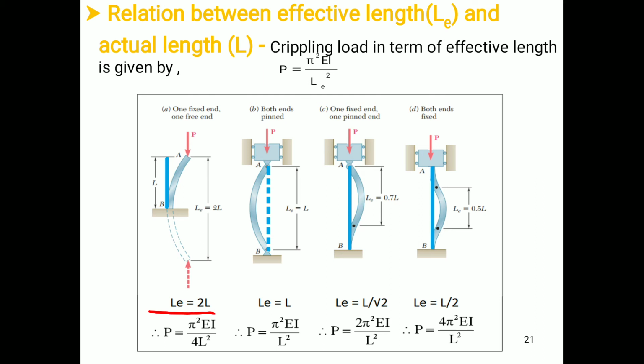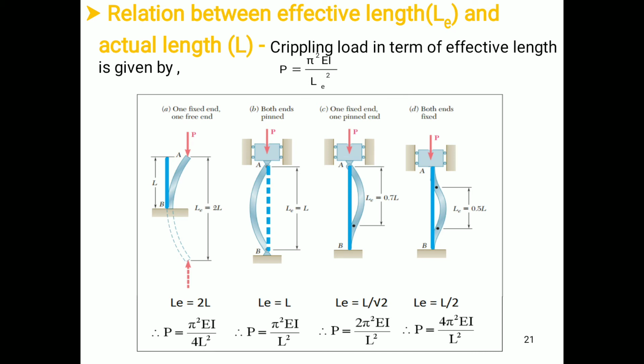Therefore Le will become twice L. So you just put this value into the equation of crippling load. Whatever the answer we get is nothing but pi square EI upon 4L square. This is the value of crippling load for a column which is fixed at one end and free at the other end. At this particular load, the crippling or buckling of that column will take place.